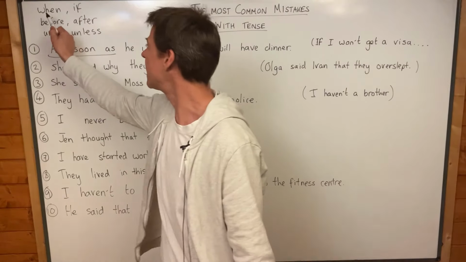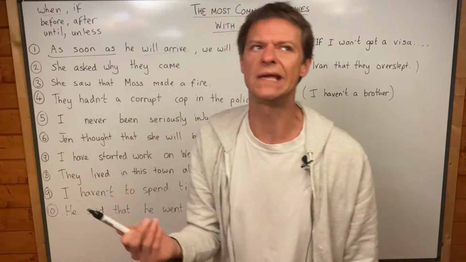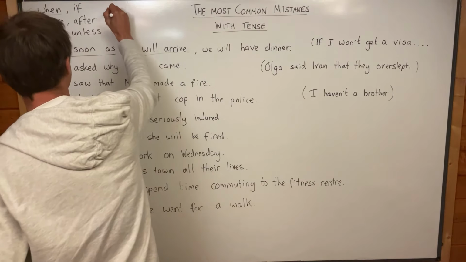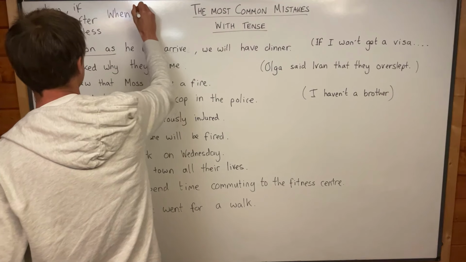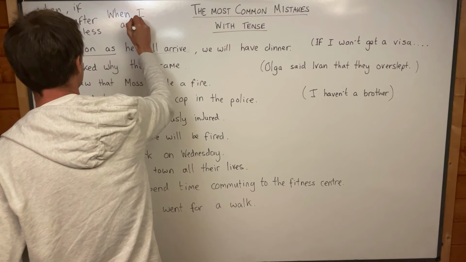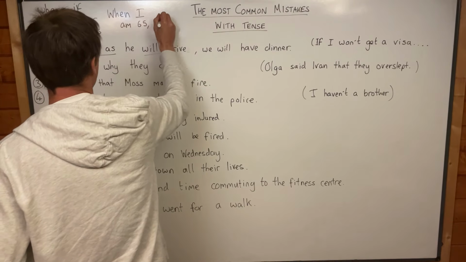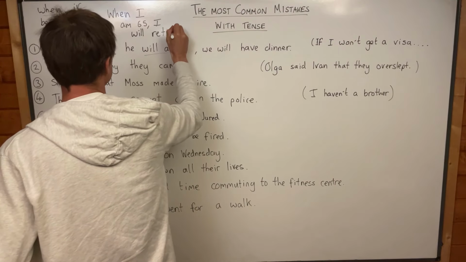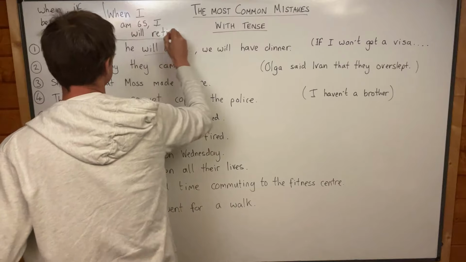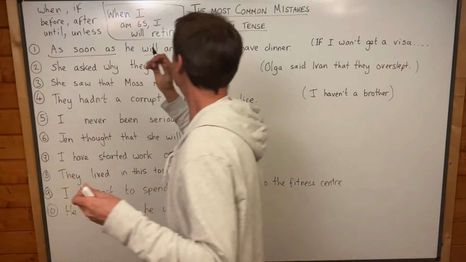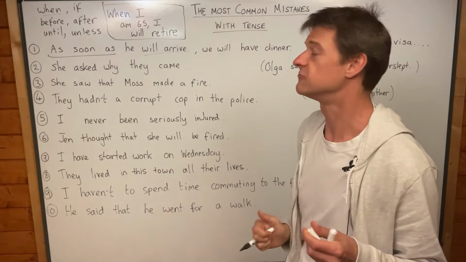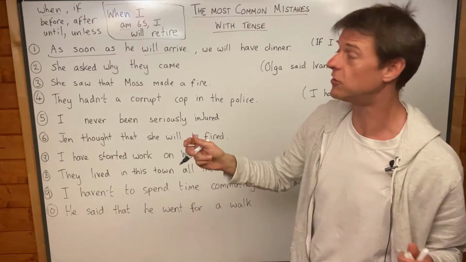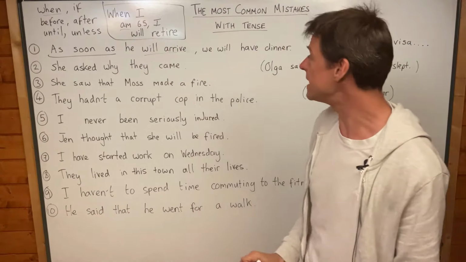We don't say, "When I will be 65, I will retire." No, we say, "When I am 65." When and present tense. "When I am 65, I will retire." It's not true. I think I'll carry on working. I think if you enjoy your job, you don't want to retire. But when I am 65, I will retire. Notice we use present tense in the when subordinate clause, and we use will in the main clause.